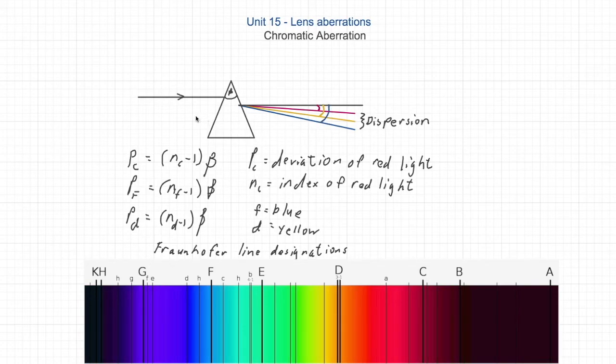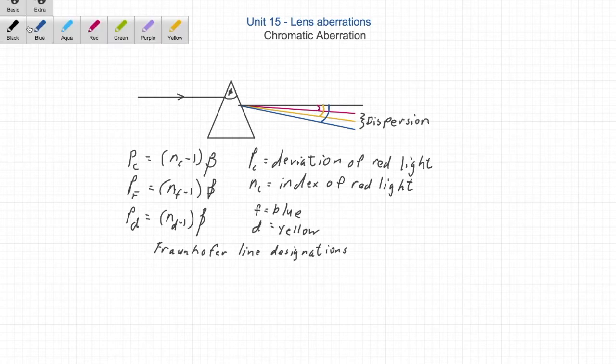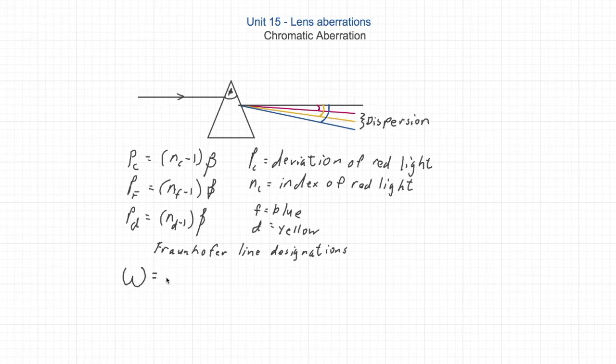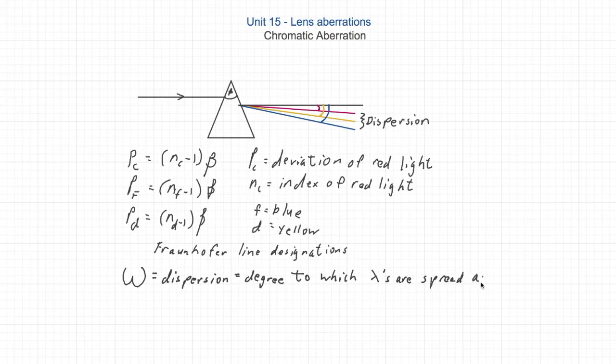So I've shown the deviation of the red light, yellow light, and blue light with those red, yellow, and blue arcs above. This is omega, another Greek letter, and that is what we call dispersion. It's the degree to which the wavelengths of light are spread out. And of course, there's a formula for it. Omega equals n sub f minus n sub c over n sub d minus 1.